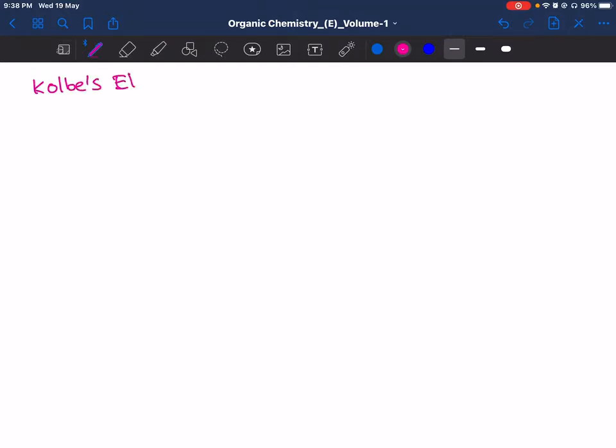Kolb's electrolysis. Electrolysis means we require an anode and a cathode. Here I am taking sodium acetate. Whenever we add it to water, what will we get here?